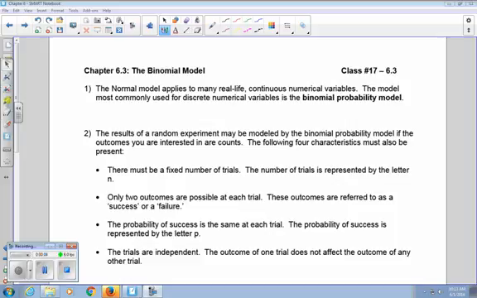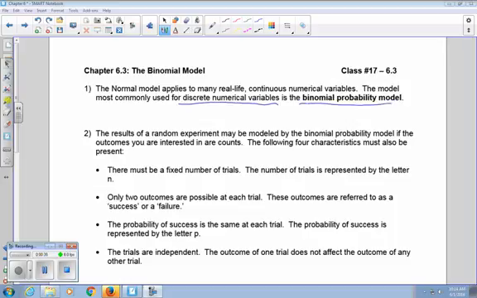So this is section 6.3, the binomial model. In the previous section, 6.2, we looked at how the normal model fits many real-life continuous numerical variables, but we've already talked about that we also have discrete numerical variables. And so what model can we use to describe discrete variables? And that will be our binomial probability model.